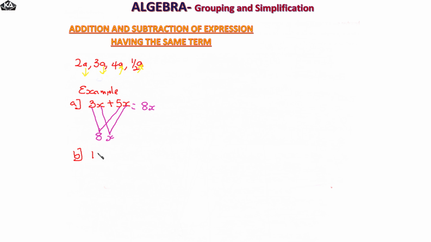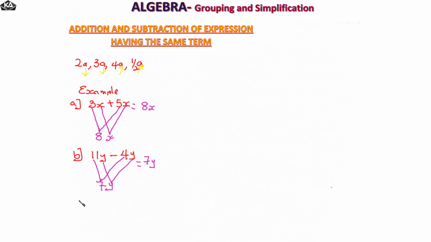Now, let me do another example. If you have 11y minus 4y, how do you go about this? You bring down the coefficient of those y's. 11, you subtract it. 11 minus 4, that will give us 7. Then you bring one of the letters. Then that will give us 7y.